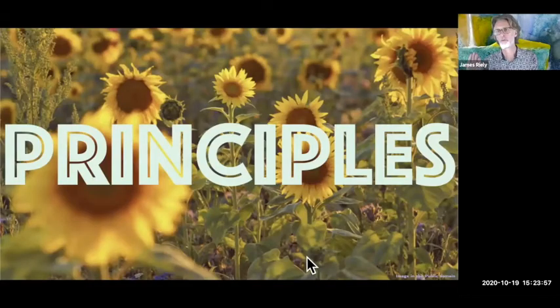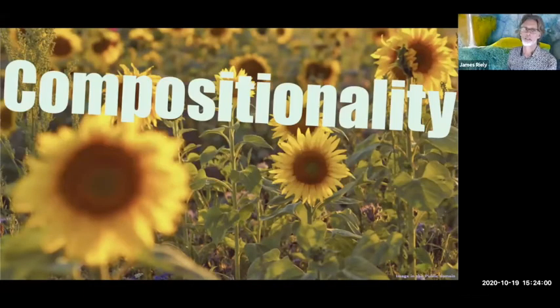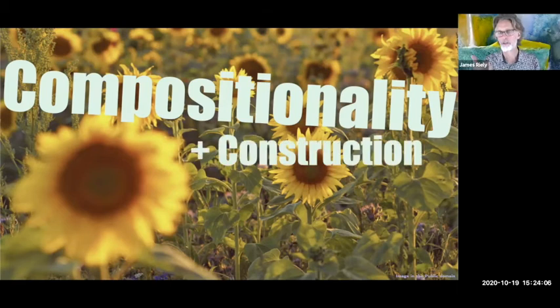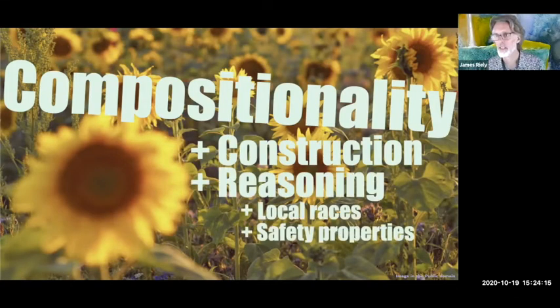Well, I'm going to be guided by just a few principles. So the first one is indeed compositionality. I want compositionality in the construction of the semantics. So we're going to do a denotational semantics. I also want compositionality in terms of how I reason about the resulting semantics. I want to be able to reason locally about races. I want to reason about safety properties compositionally in the way we just did for UDA4.